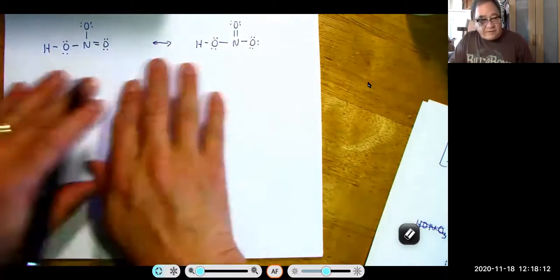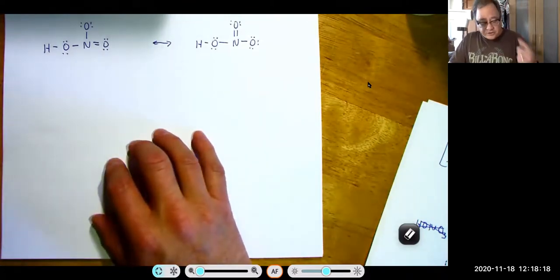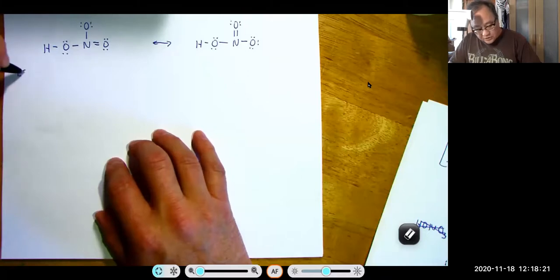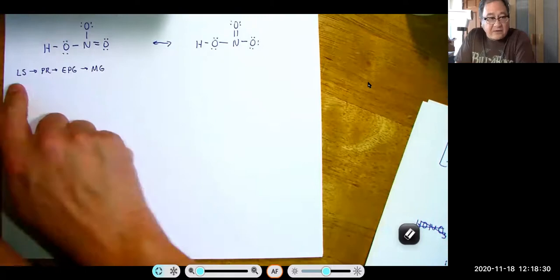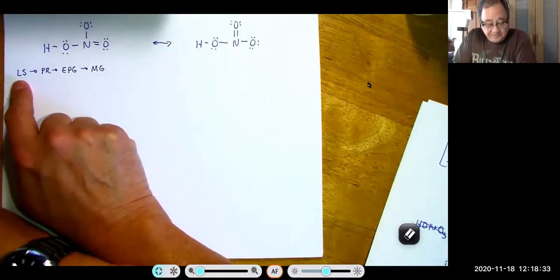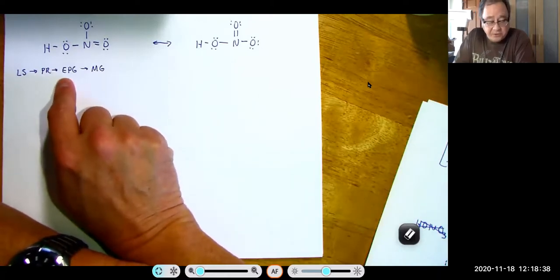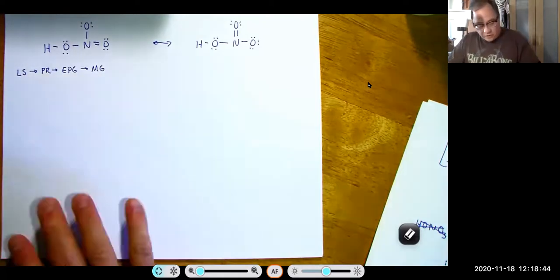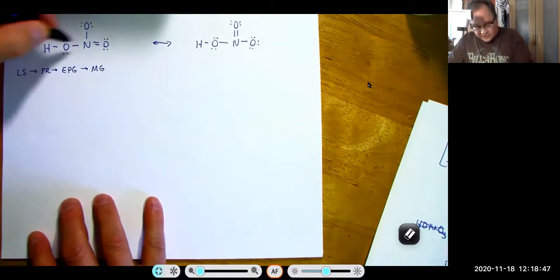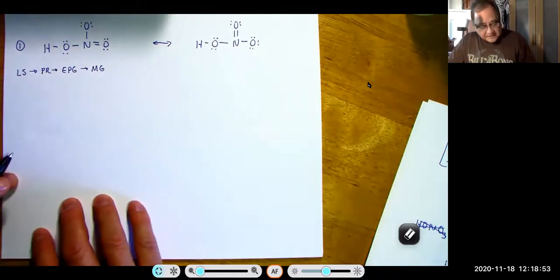Okay, so we've got octets everywhere. These are great resonance structures. Let's turn them into molecular geometries. But to do that, we take the Lewis structure, find out how many pairs, get the electron pair geometry, and then get the molecular geometry. So when you're writing this down, LS stands for Lewis structure, PR stands for pair, EPG stands for electron pair geometry, and MG stands for molecular geometry. Okay? So we already have the Lewis structure here. It's this or this. Let's focus on this resonance structure on the left, and let's get the pairs.